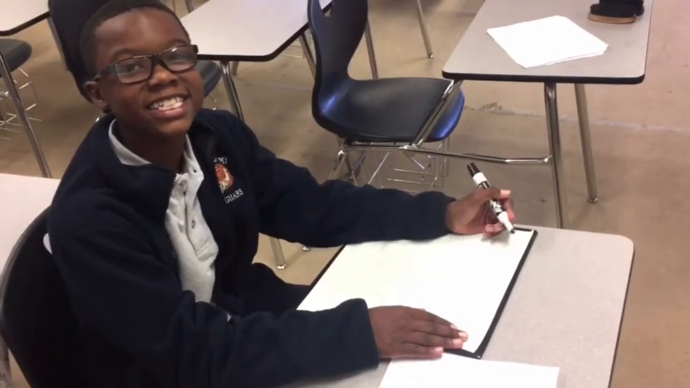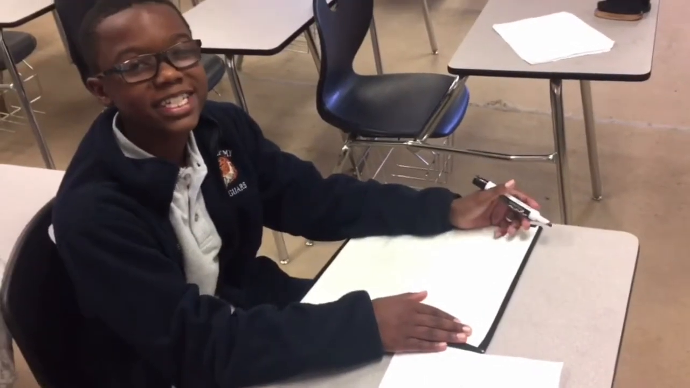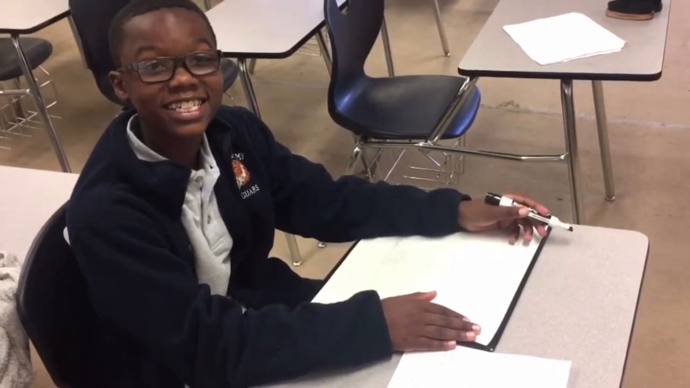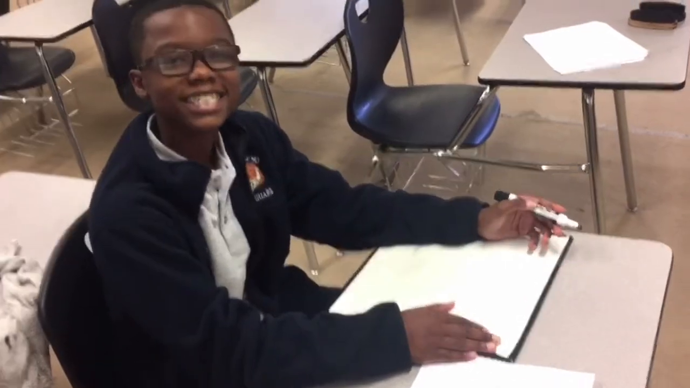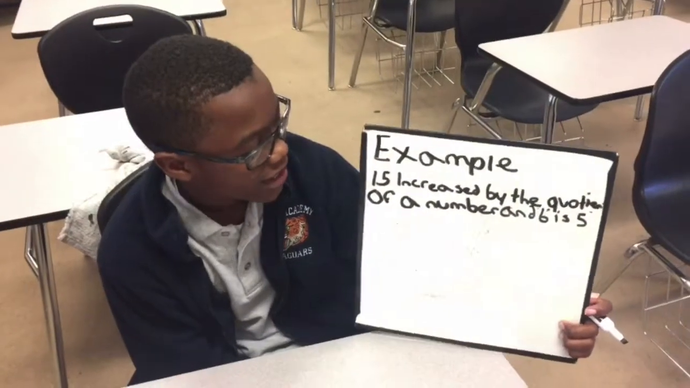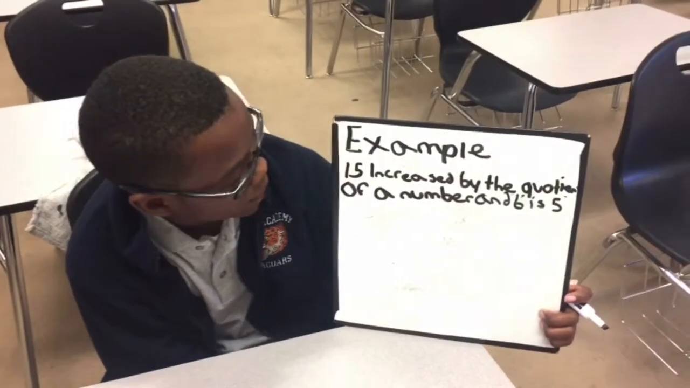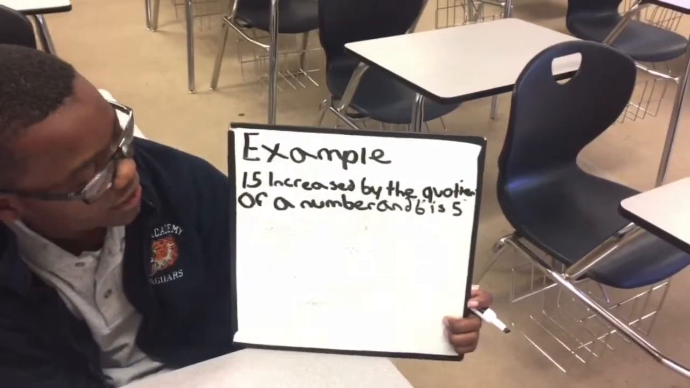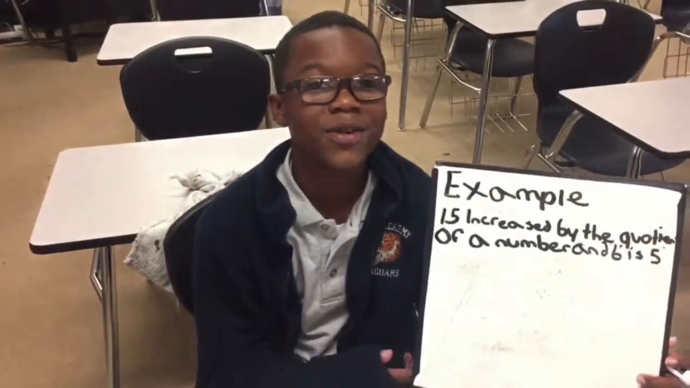Lesson 3 is translating sentences into equations. So you're basically translating sentences into mathematical equations. Start with example 1. 15 increased by the quotient of a number and 6 is 5. So let's break this equation down.